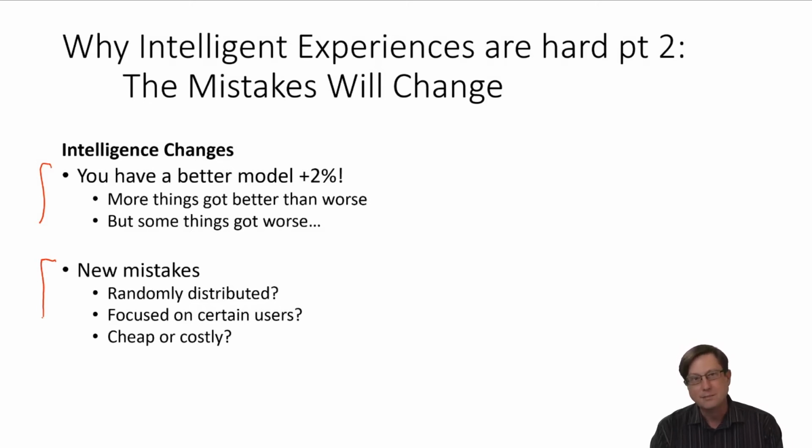Even if overall it's better, new mistakes can impact users in ways that make them feel uncomfortable. Like, this phone did something right yesterday and today I can't get it to do it anymore. Maybe they haven't found the new feature or whatever this 2% gain lights up for them, but all they know is something I could do easily yesterday just isn't working. And you've got to ask yourself, are the mistakes just randomly distributed?